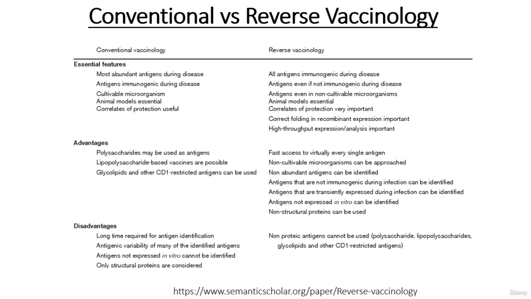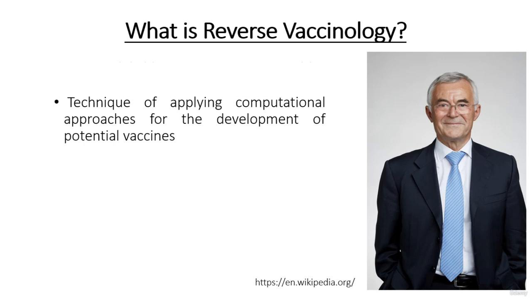Let's focus on reverse vaccinology. So reverse vaccinology is a part of immunoinformatics. Okay. Immunoinformatics refers to the application of high throughput mathematical and bioinformatics approaches to immunology. So by definition, reverse vaccinology is the technique of applying computational approaches for the development of a potential vaccine.